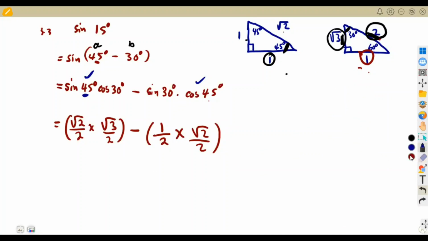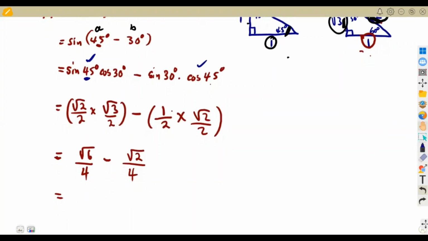So now we can simplify. Remember, we are back to our surds where we are multiplying the numbers under the square root together. The square root of 3 times the square root of 2 and the square root of 3 is going to give us the square root of 6 over 2 times 2, which is 4. Minus 1 times the square root of 2, that will be the square root of 2 over 2 times 2, which is 4. Remember the idea, whether you are dealing with the square root on top or you are dealing with x or y, as long as the denominators are the same, combine your numerators together. So you're just going to combine the numerators together. That is the square root of 6 minus the square root of 2, everything over 4. And these cannot be simplified.